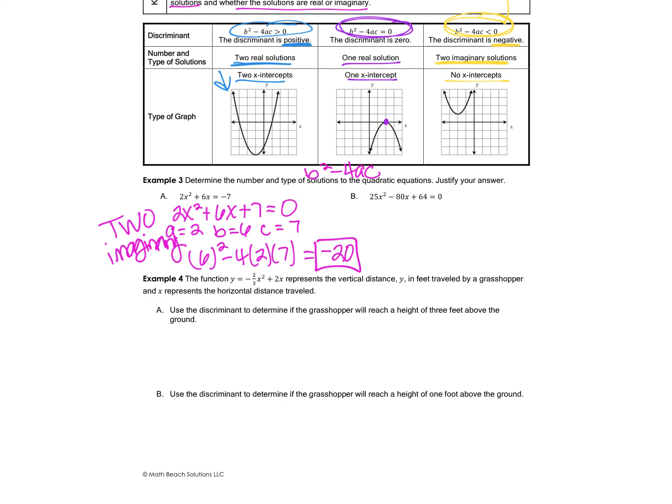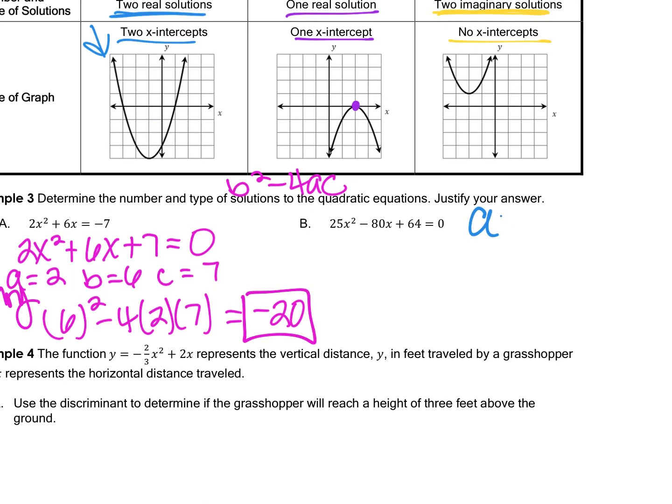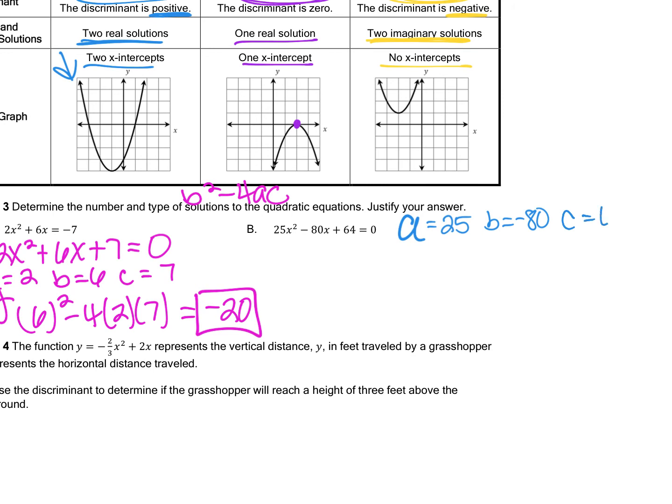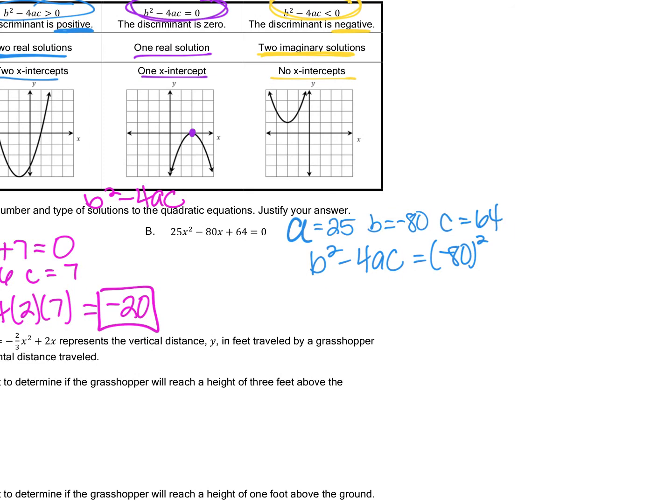Okay, let's try another one. So it's already set equal to 0. A is 25, B is negative 80, and C is 64. So that would be negative 80. Make sure you put it in parentheses, squared. Minus 4, A is 25, C is 64.